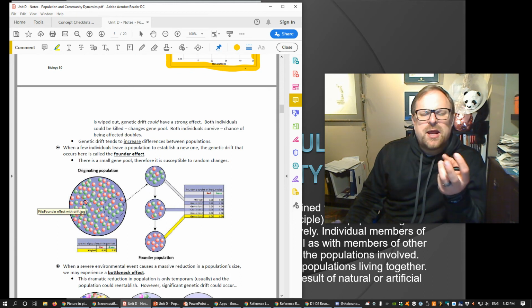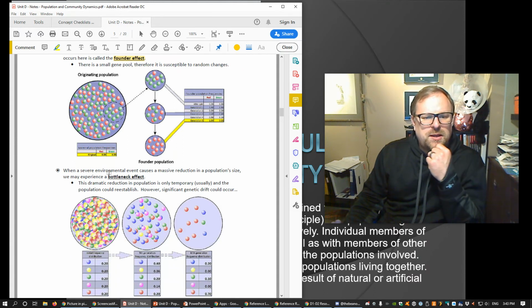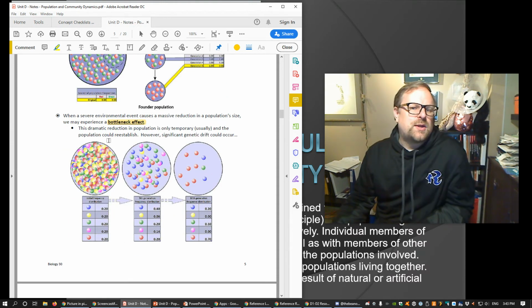Okay, and genetic drift can include two kinds of genetic drift, right? There's something called founder effect, and understand what that means, and bottleneck effect, and understand what that means. And that's what these diagrams here are trying to illustrate, founder effect and bottleneck effect.